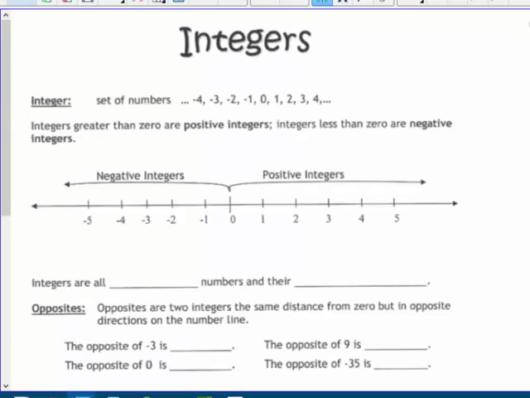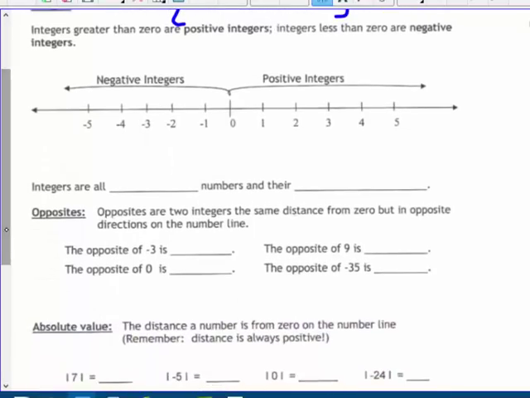Integers. Integers are the set of numbers. And yes, you could use curly brackets here to enclose this set of numbers, all the way from negative infinity all the way up to positive infinity. They keep going and going. Integers greater than 0 are positive integers. Integers less than 0 are negative integers. And the integer 0 is neither positive nor negative. Integers are all the whole numbers and their opposites.